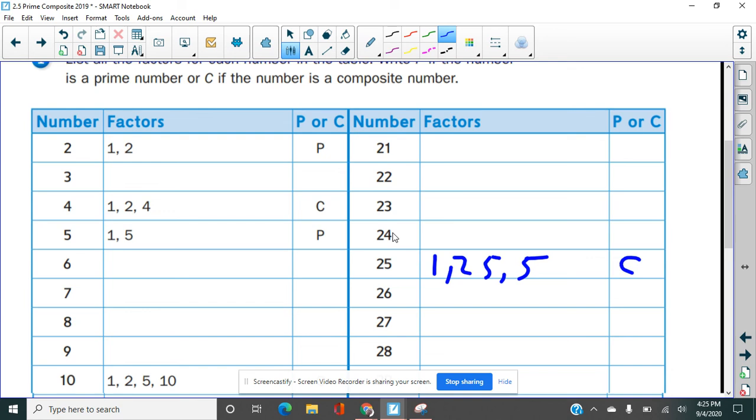All right, fourth graders, we are going to wrap it up right there. We are sorting numbers that are prime with 2 factors and numbers that have more than 2 factors. They are called composite. All right, let me know if you need any help, and good luck.